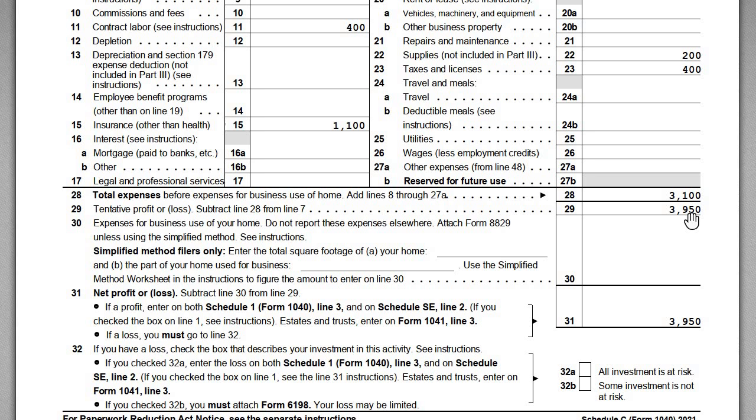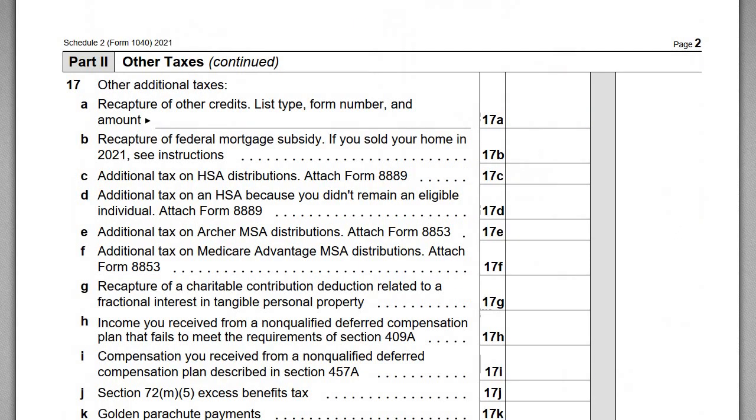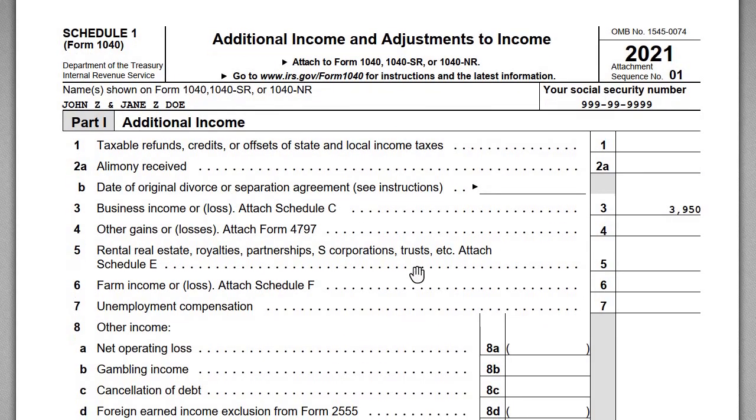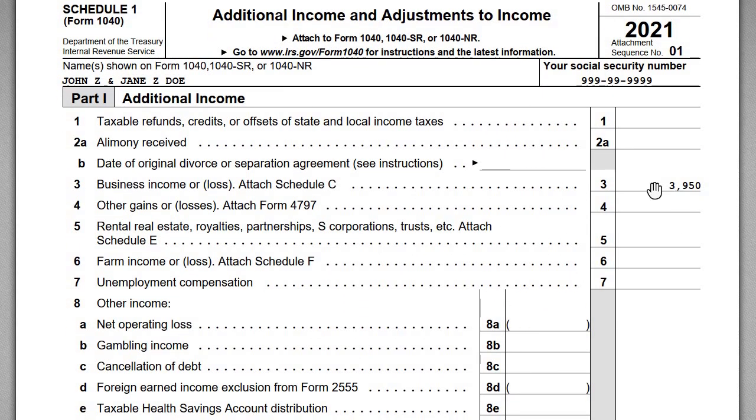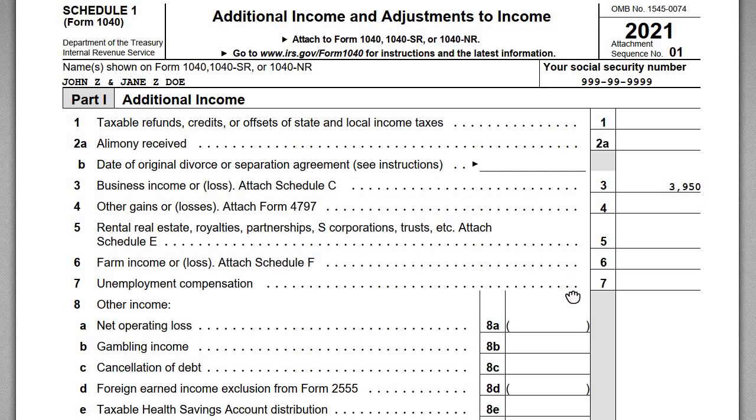Now, how does this impact the return? Well, the first place that this changes, if we scroll up to Schedule 1, Additional Income and Adjustments, there's that $3,950. So the first change here is on Schedule 1, we report business income or loss with the Schedule C for $3,950. Okay, so that's the first change.